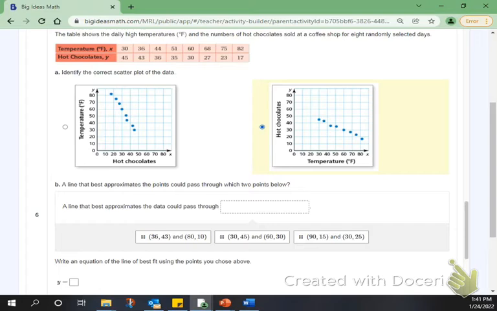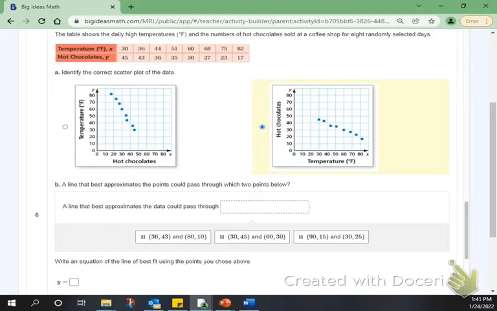Now, how did you know that? Look at 30 and 45. This one has a point plotted at 30 and 45. Same thing with 36 and 43. I see a point pretty close to 36 and 43. That's how I knew that this was the correct scatter plot.